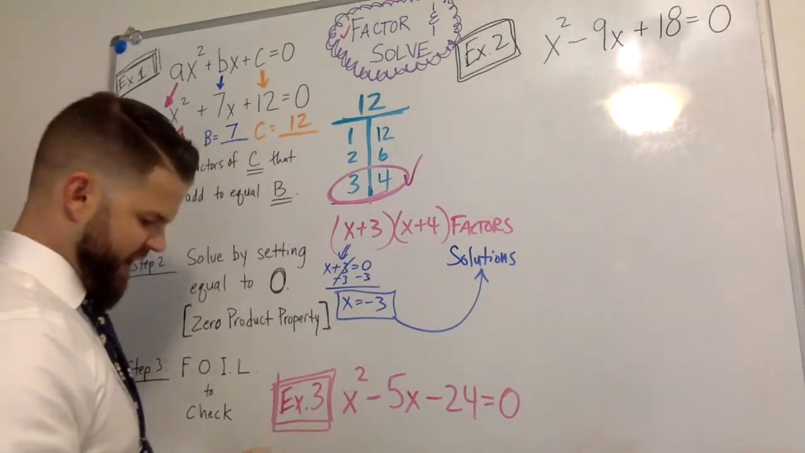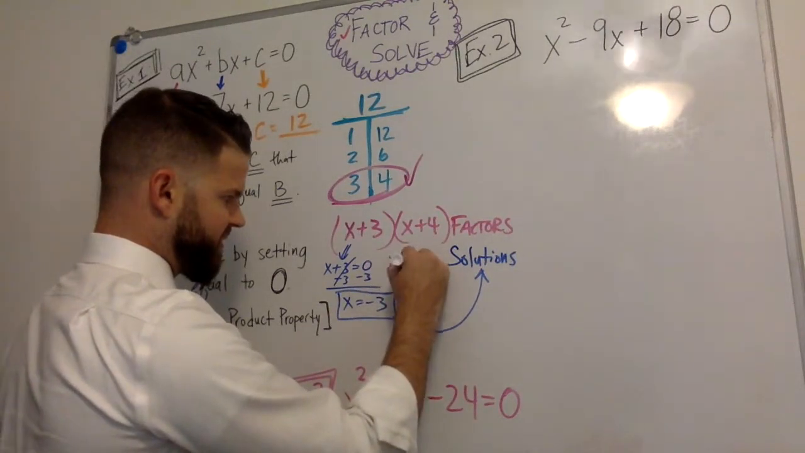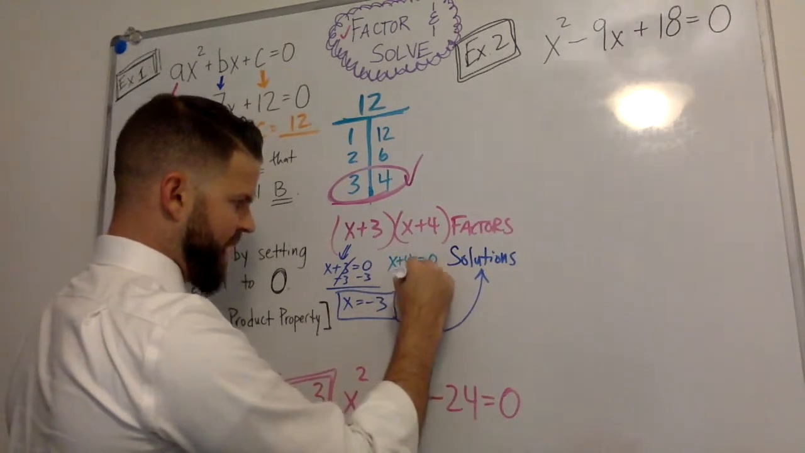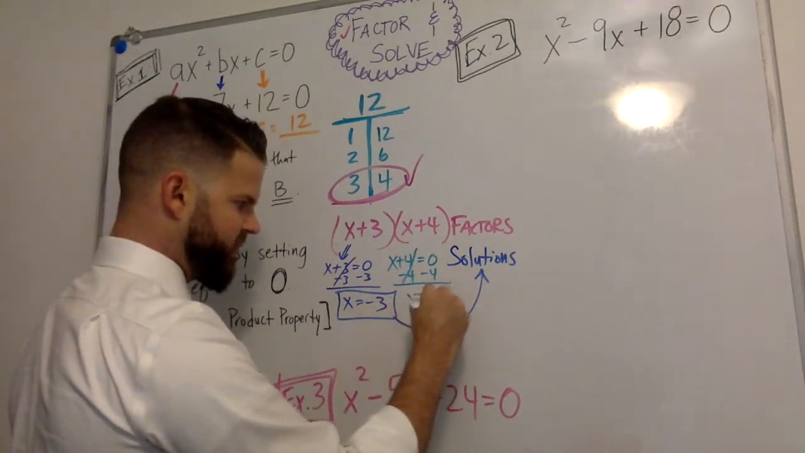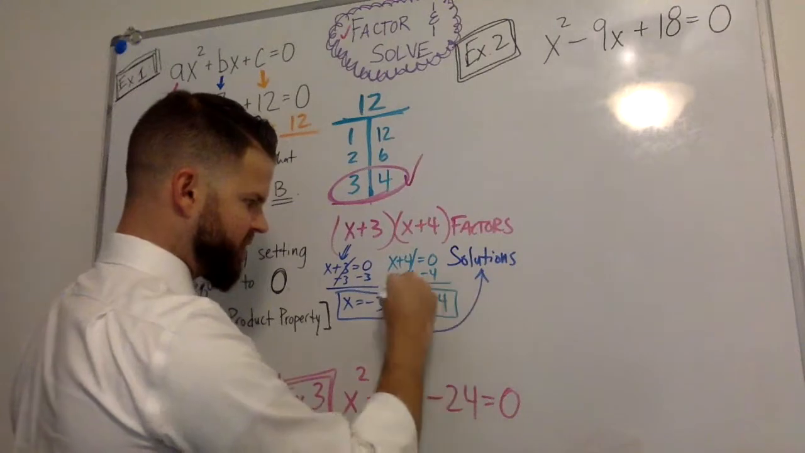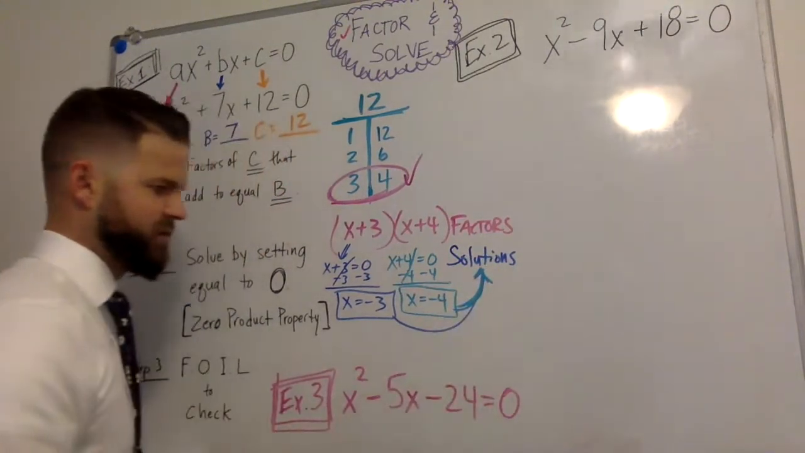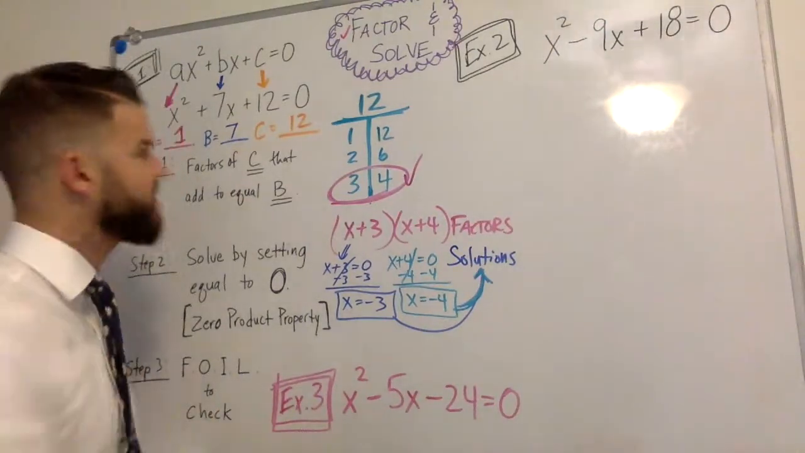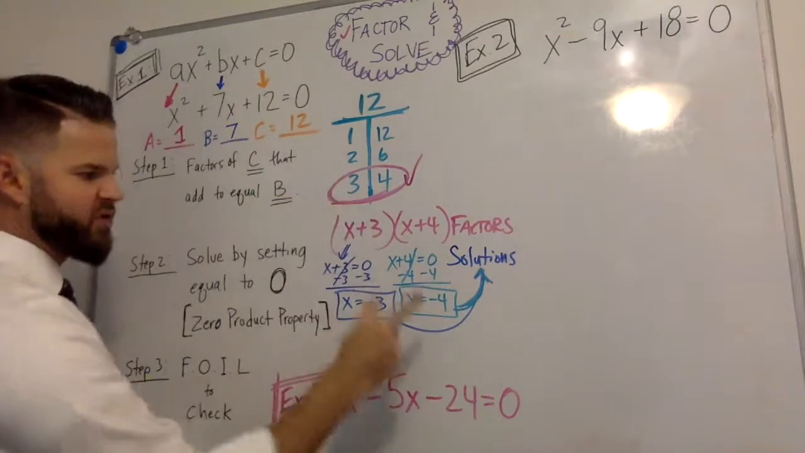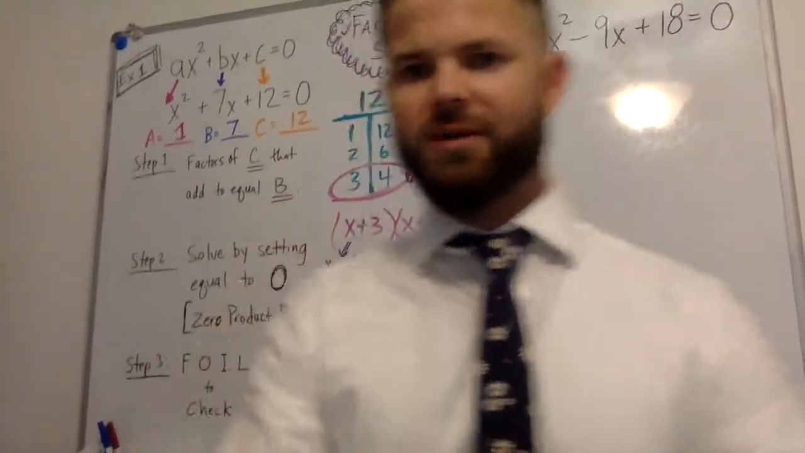So, if I have x plus 4 and set that equal to 0, right? Solve by performing the opposite operation. These eliminate. x equals negative 4. Looks like these two are my 2 solutions. It's a quadratic function, to the second power, which means I have 2 solutions. On to the next one.